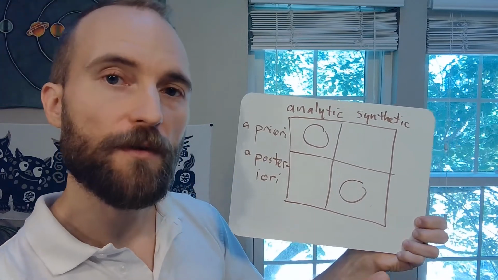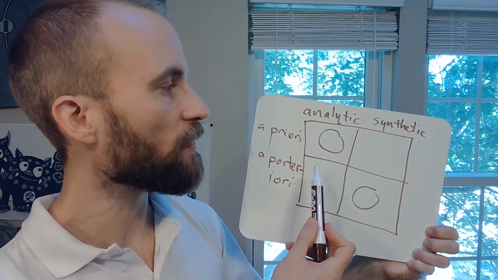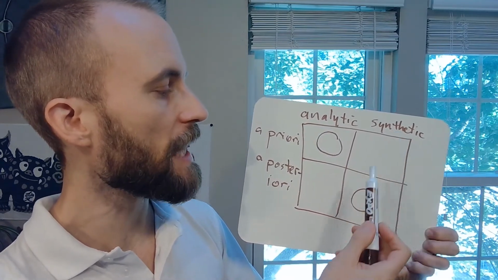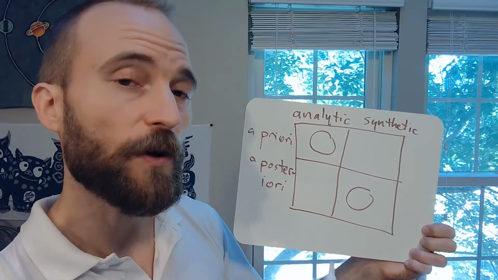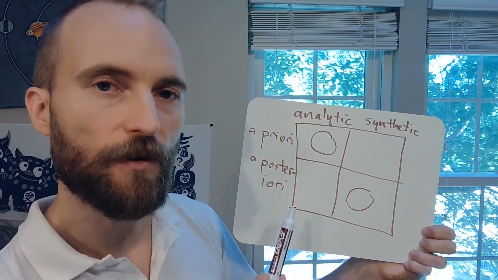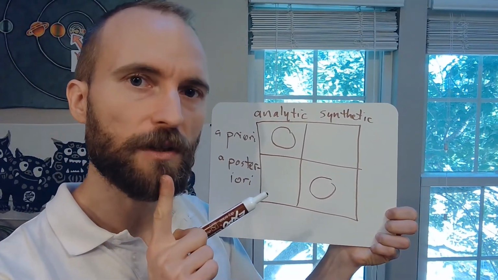Well, let's talk about the thing that cannot happen first. We can have an analytic a priori, relations of ideas, we can have a synthetic a posteriori. Those would be matters of fact. We cannot have an analytic a posteriori. Think about that. Why would that not be possible?